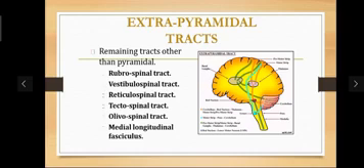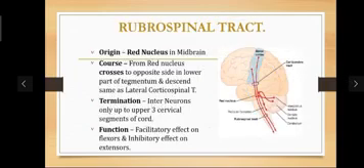And the medial longitudinal fasciculus is a special tract which involves various nuclei of the brainstem, and this tract is mainly concerned with the eye movements. Okay, so coordination of eye movements. And first we will see the rubrospinal tract. The origin is the red nucleus of the midbrain.